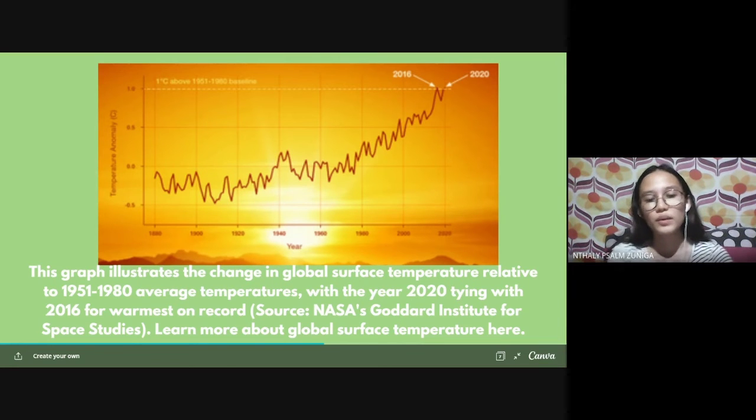So basically, what is global warming in simpler terms? Okay, global warming is the term used to describe the rising of the average temperature on Earth. It has to do with the overall climate of the Earth rather than the weather on any given day.